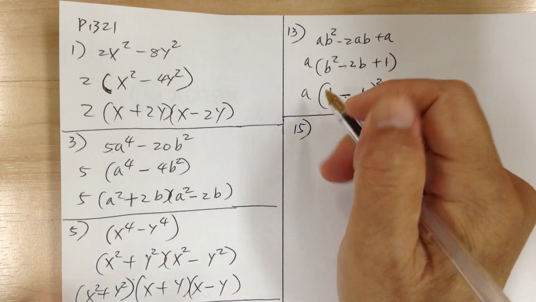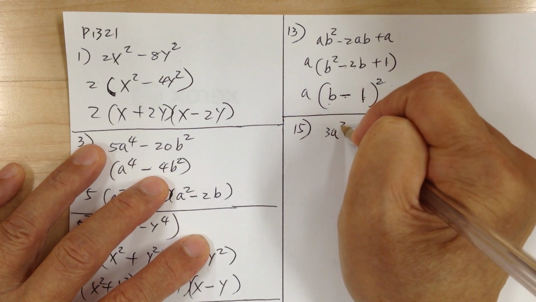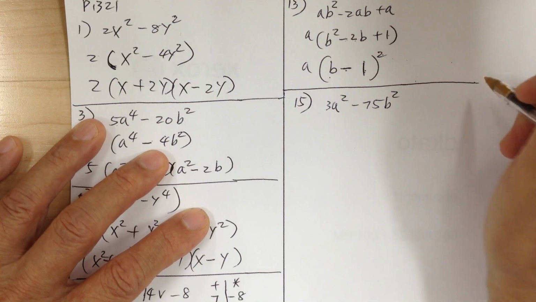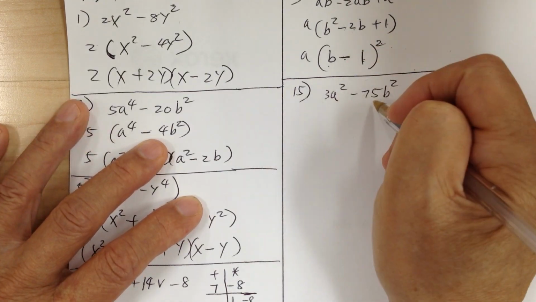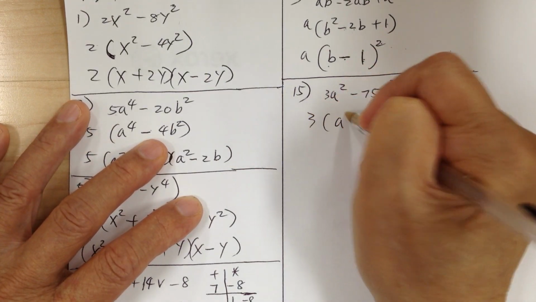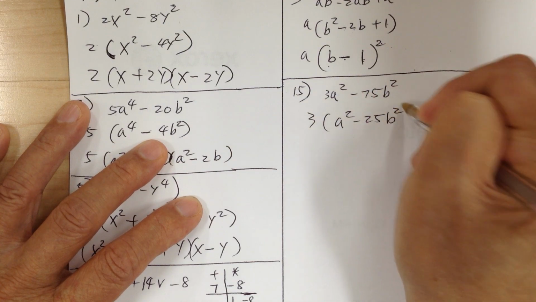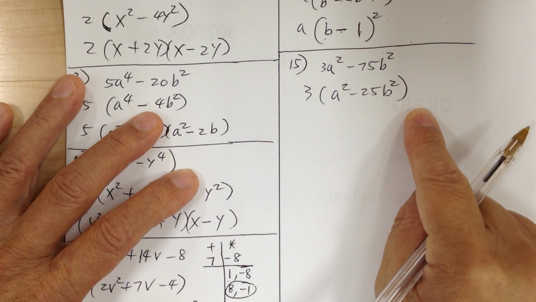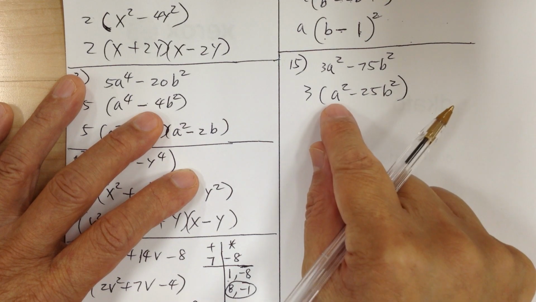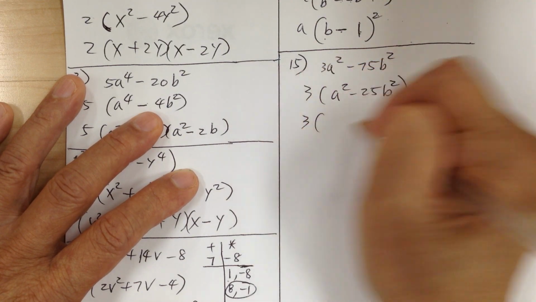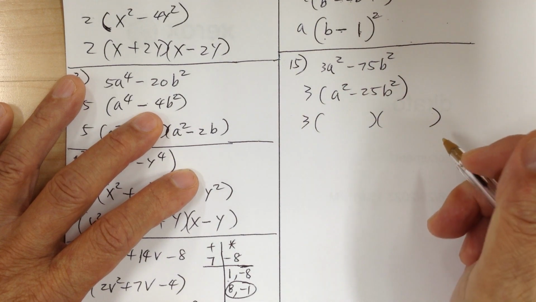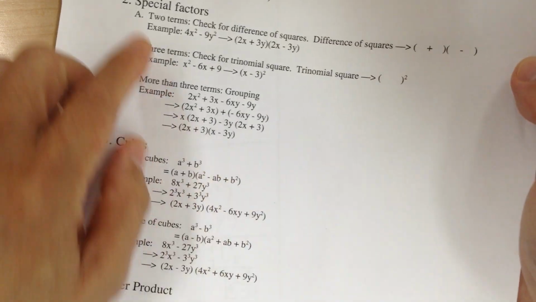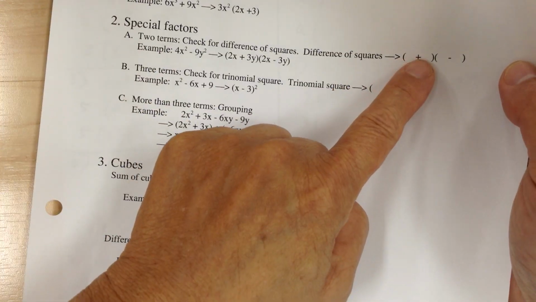Okay, 15. You have 3a squared minus 75b squared. So step 1, common factor, you can factor out the 3. So you got a squared minus 25b squared. Then step 2, there are 2 terms, so you check step 2a. Step 2a, square minus square. So you're going to get 2 parentheses, right? And so you make sure you go through the checklist, right? So 2 terms, you do that.